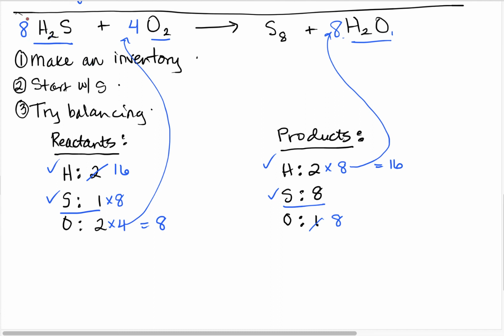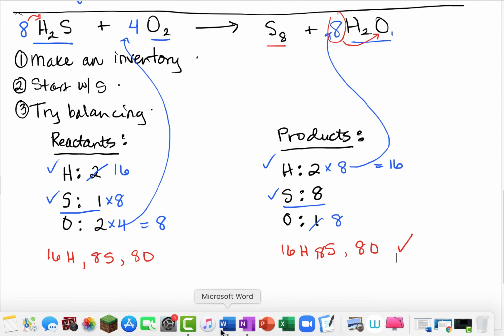So when I go back through, I'm going to say, all right, 8 times 2 hydrogens, I have 16 hydrogens here. Now over here, 8 times 2, I have 16 hydrogens over here. 8 times sulfur, which is 1, that's 8 sulfurs over here. S8, I already have 8 sulfurs over there. And then oxygens, I have 4 times 2 is 8 oxygens, and 8 times 1 is 8 oxygens. So I have double checked my work, and I have confirmed that this is a balanced equation.